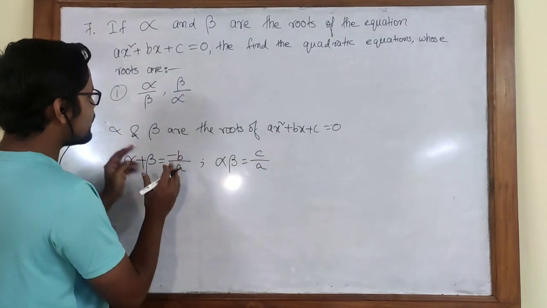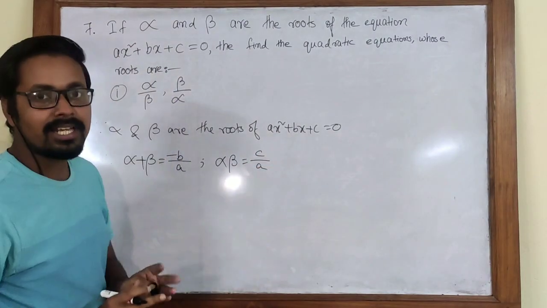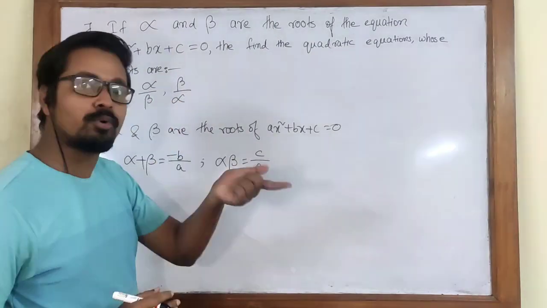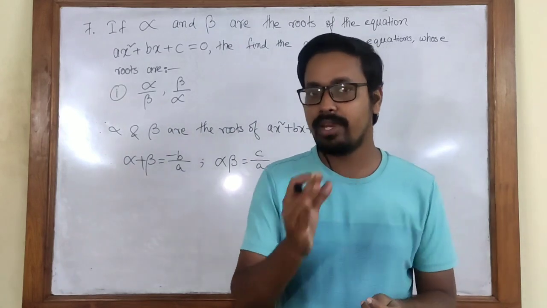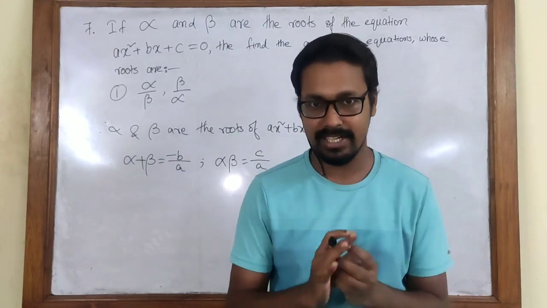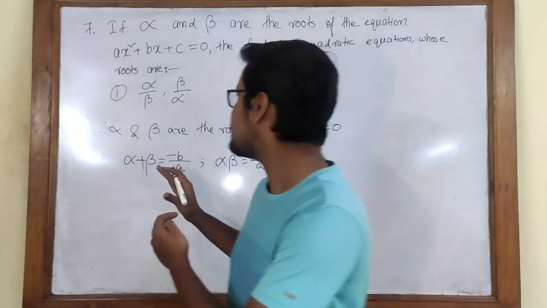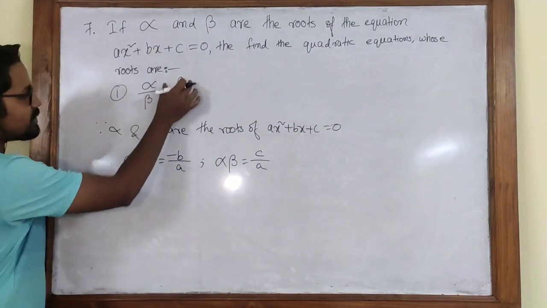Okay, now what we need to do: two roots are given. Let us find the sum of these two roots and the product of these two roots, because if we have the sum and product of the roots, we can form the quadratic equation easily. There is a formula we know, so let us start with that. So now we need to find this plus this.